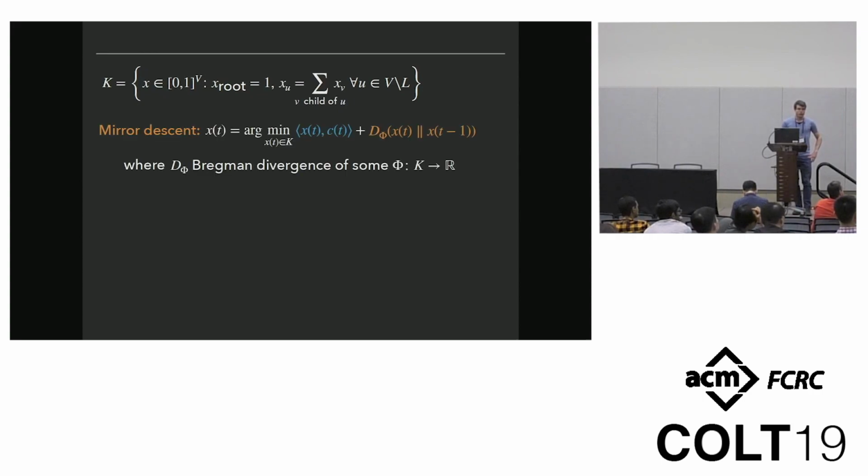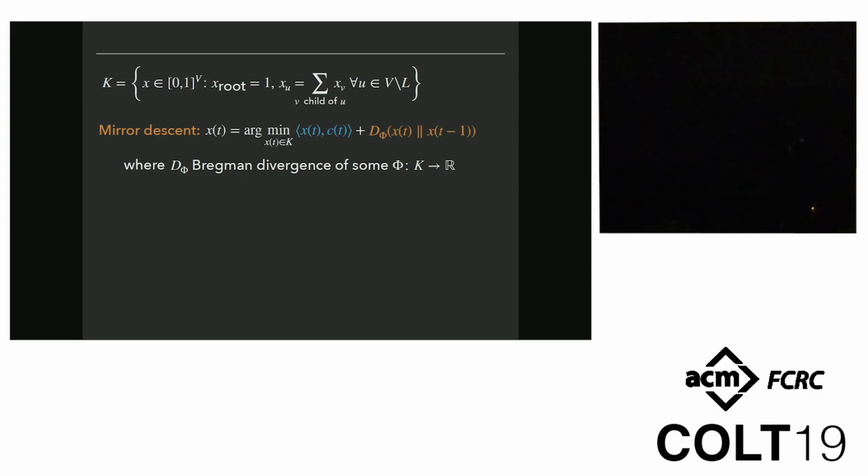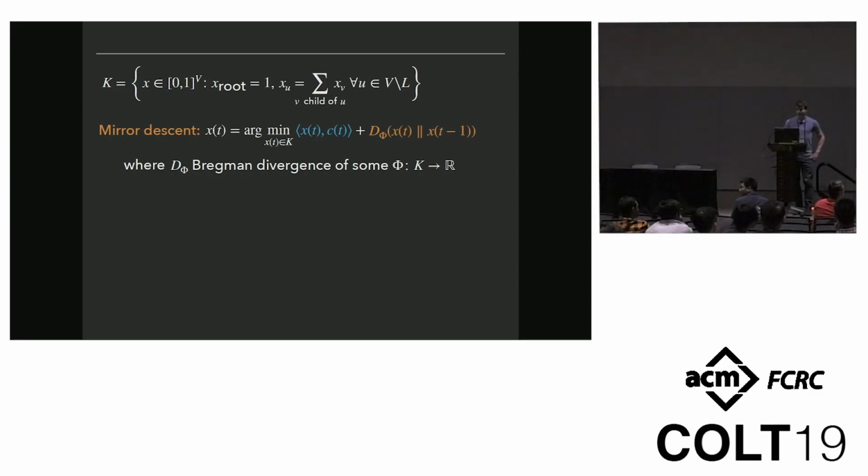And then we can just run mirror descent in this polytope. So when the cost function c_t arrives, we move to a point which minimizes the sum of these two values. The first inner product of x and c is just the expected service cost at this point, c_t, if we are at point x_t.